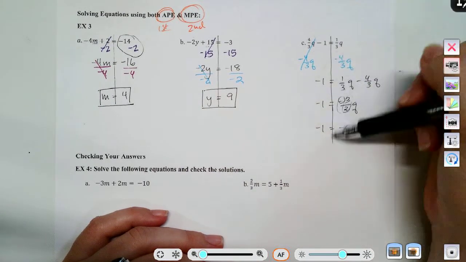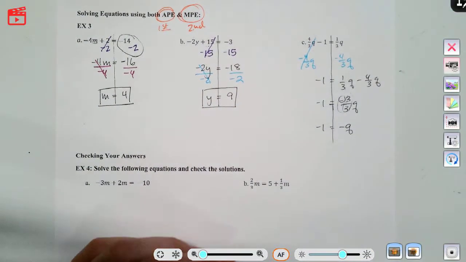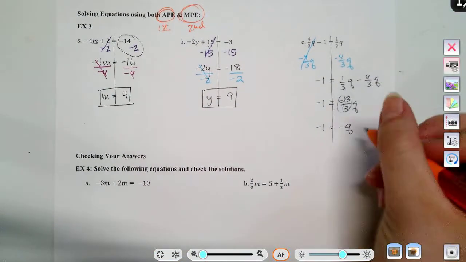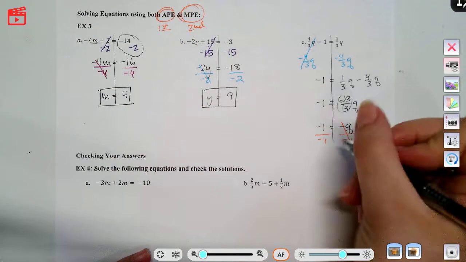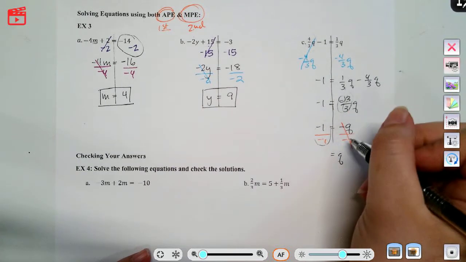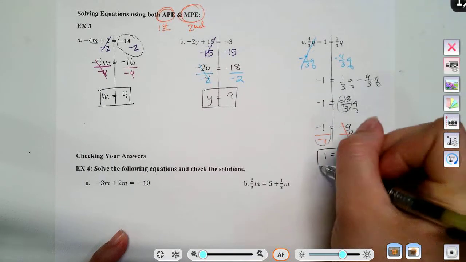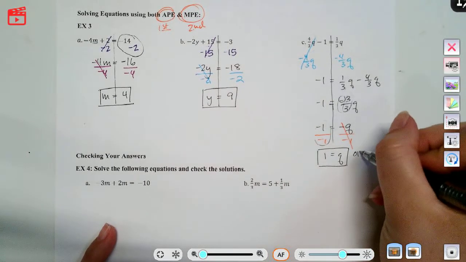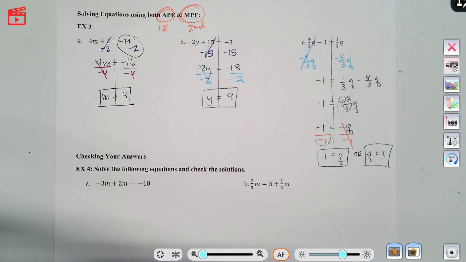Okay, notice my equal signs are all lining up as I'm working. Well, I don't want to solve for negative q. Remember, I want to solve for positive q. So we're going to divide both sides by negative 1. And I'm left with q equals 1 divided by 1 is 1. Negative divided by negative is positive. 1 equals q. That's the exact same thing as q equals 1. Either answer would work.